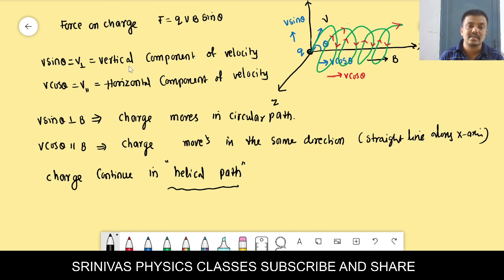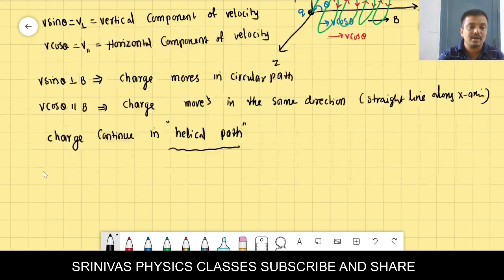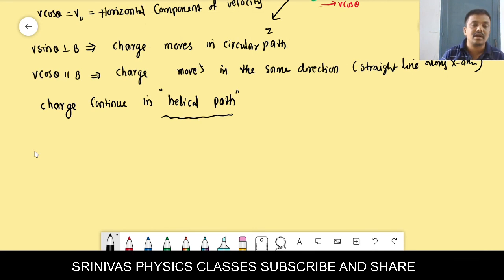Case 3 is the combination of case 1 and 2. Case 1 moves in a straight line. Case 2 moves in a circular path. Case 1 is only a straight line. Case 2 is only a circular path. Case 3 is a combination of straight line and circular path. Rotating and moving forward, that is a helical path. And we want the radius of the helical path. Okay, I want to derive it. And I want to derive the time period.